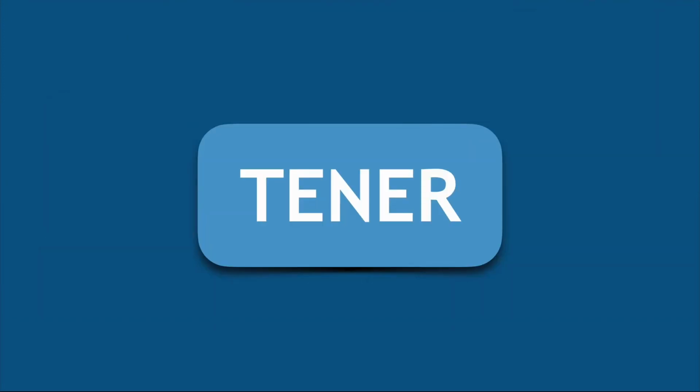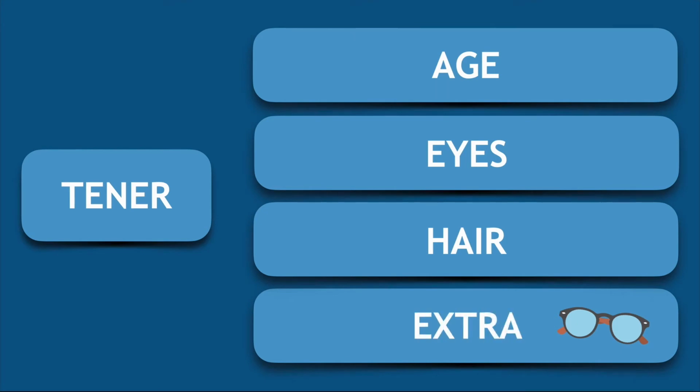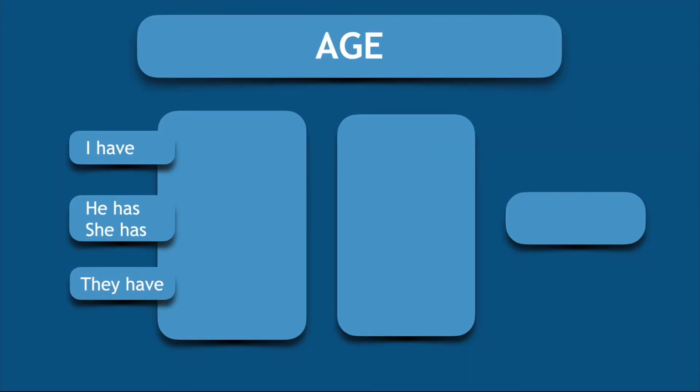Tener, to have. Tener will be used to say the age, which is a bit weird, as in English you used to be, not to have. Tener will also be used to talk about eyes, hair, and some extra details. The age, la edad. Be aware that in the translation you will say, I am 9 years old. Tengo 9 años. He is 21 years old.